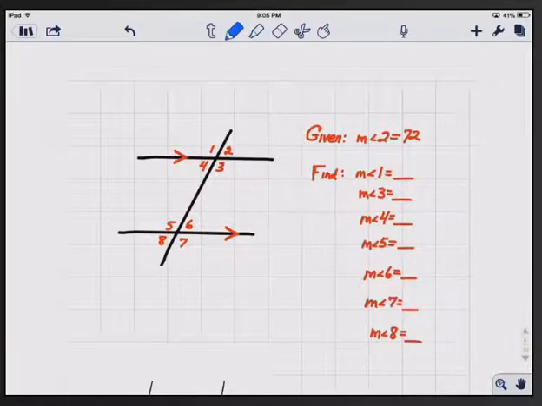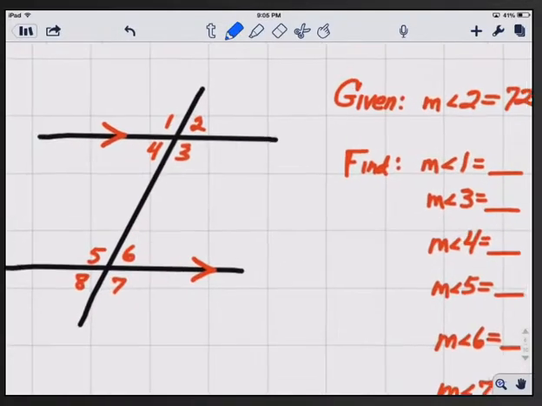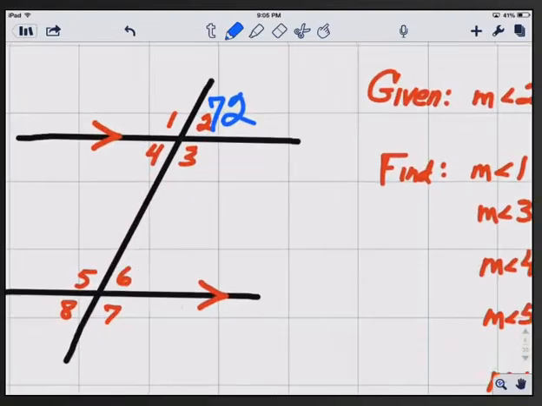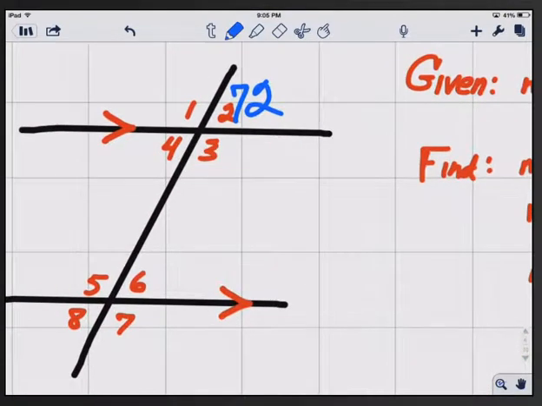Okay, another few problems in reviewing for the exam. If you have a diagram with parallel lines and a transversal, such as what we have here, we know the lines are parallel based on the two arrows that we see. So, continuing, we should be able to find all the angles when one is given. In this case, angle 2 is 72 degrees. So you can work your way around the diagram quite a few different ways.